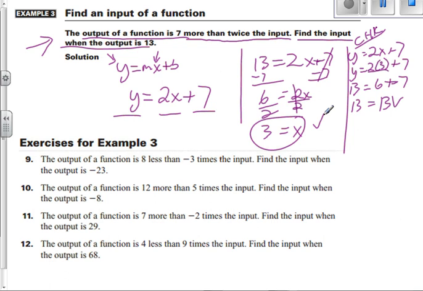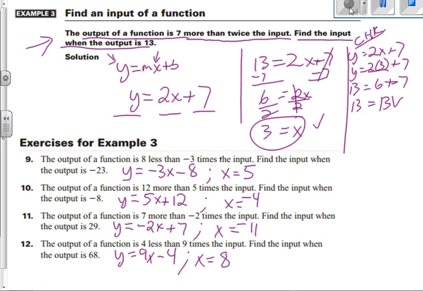All right. So what I want you to do for 9, 10, 11, and 12, pause the video. Work through those. Once you get an answer, start the video back up, and we'll check our answers together, okay? Okay, welcome back.